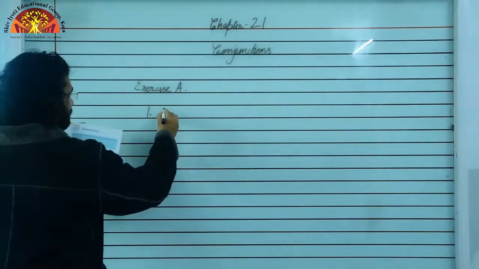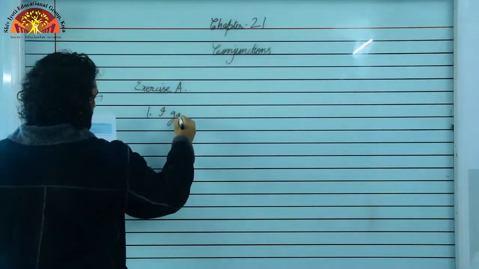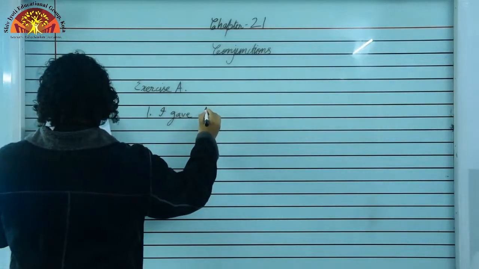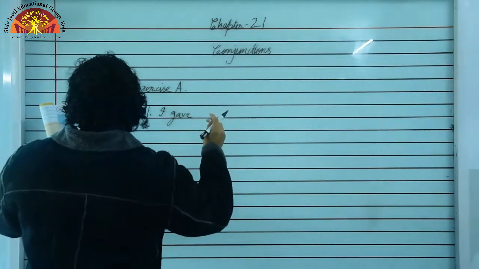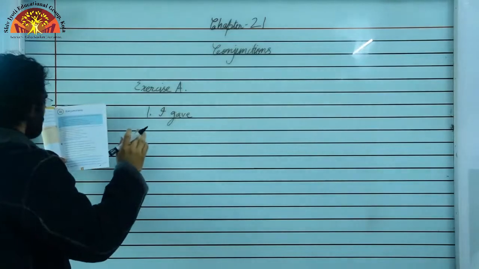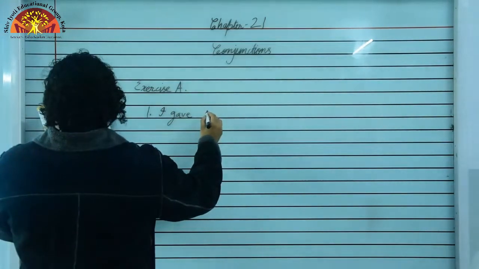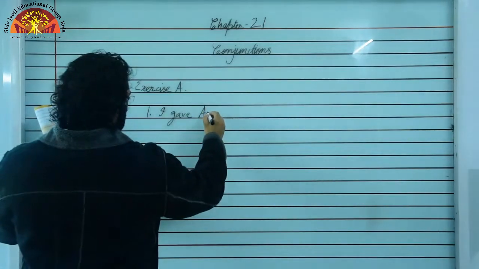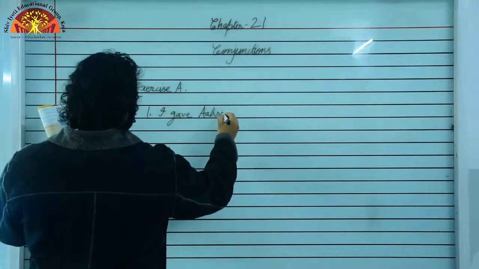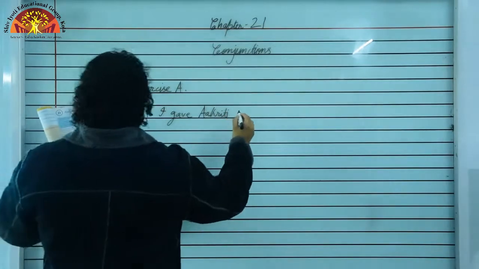Underline the conjunction in the following sentences. Here we are going to find the conjunction in the sentence and underline it. "I gave Akriti a cold drink."